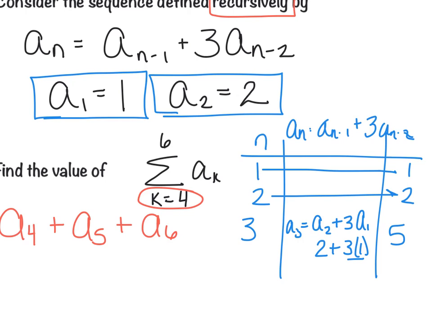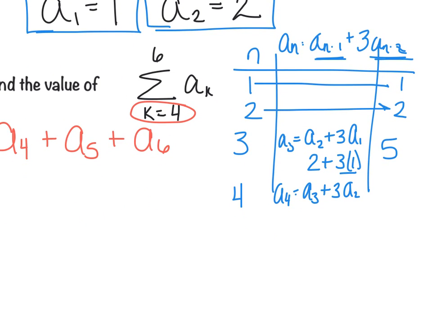Now I need the fourth term. I couldn't get the fourth without getting the third, obviously. So the fourth term, that's a sub 4 equals a sub 4 minus 1, which is really a sub 3, plus 3 times a sub 4 minus 2, which is really a sub 2. So I'll keep going here. A sub 3 is 5 plus 3 times a sub 2, and a sub 2 is 2. So that's 5 plus 6, which gets me 11.